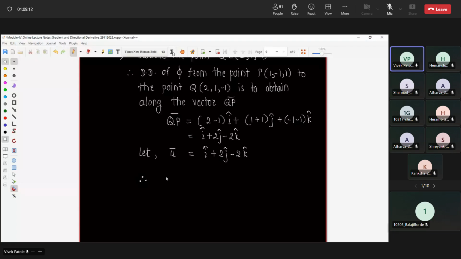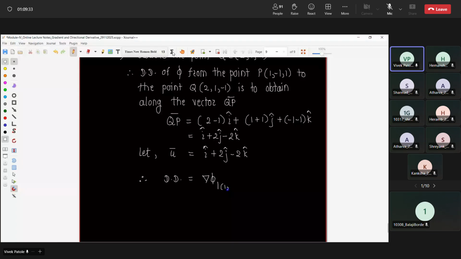And therefore, the directional derivative. Now I am going to evaluate the unit vector there itself. That was the first case, that's why I evaluated it separately. Now you know direction is nothing but the unit vector of that given vector. So directional derivative is equal to del phi at, don't forget to write.